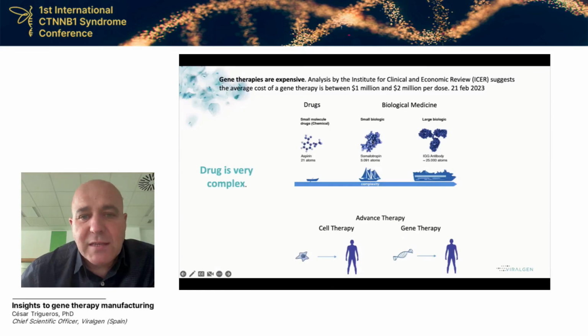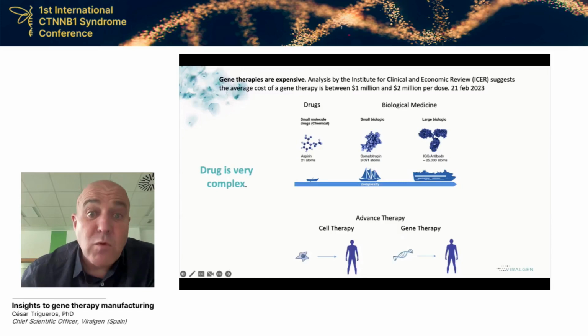A few years later, we started with some small biologicals as well, and the complexity is becoming a little bit more difficult. Then in the last 20 years, we have been working with another molecule, antibodies, and the complexity is now much more. If we are now talking about cell therapy or gene therapy, we increase the complexity of the drug by several logs, because now we are working with a live organism. There are no more just chemical compounds.